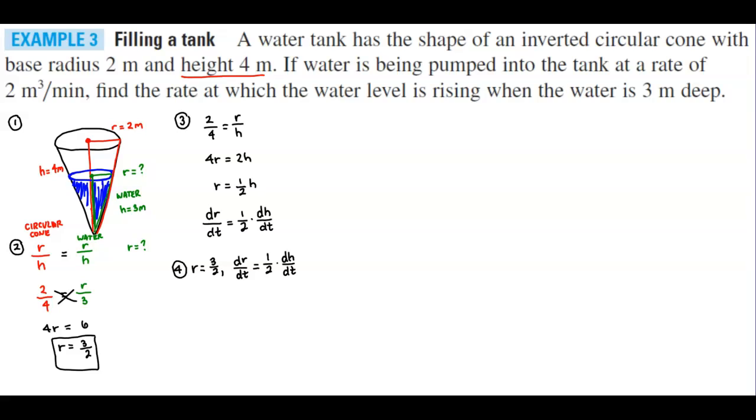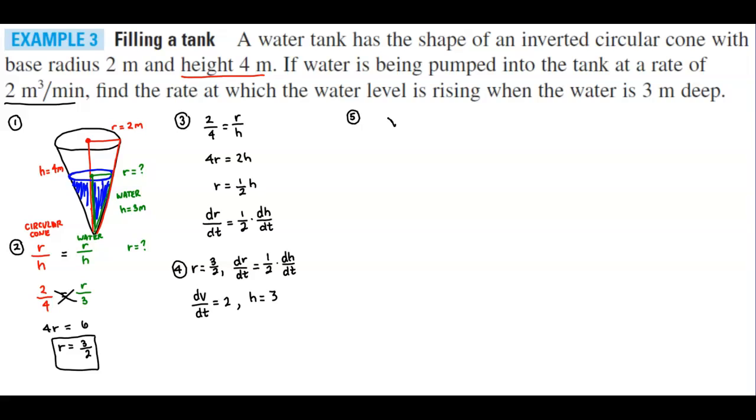Well, we know that the water is being pumped into the tank at a rate of 2 cubic meters. So if that is cubic meters, that is with respect to the volume. So dV over dt is going to equal 2. And we also know the height of the water, which is 3 meters. So we're going to use this information in step 5 for the volume of a circular cone.